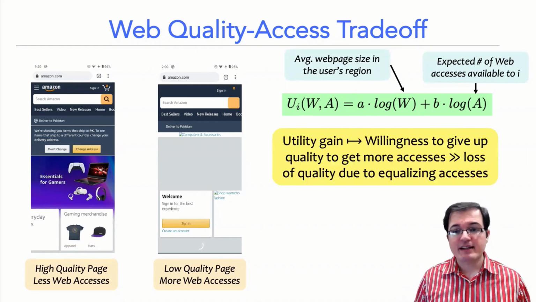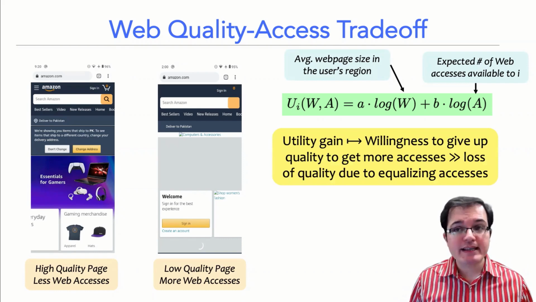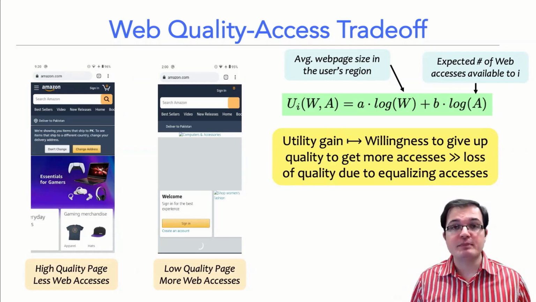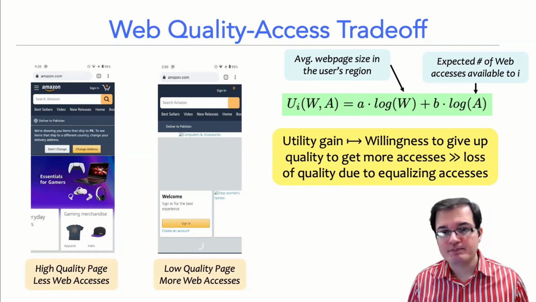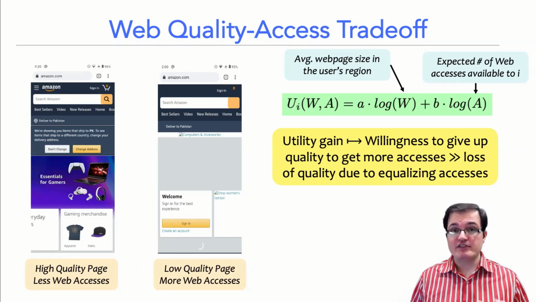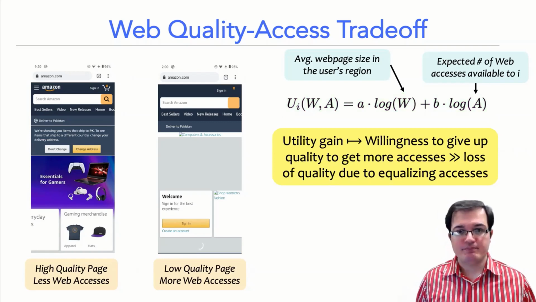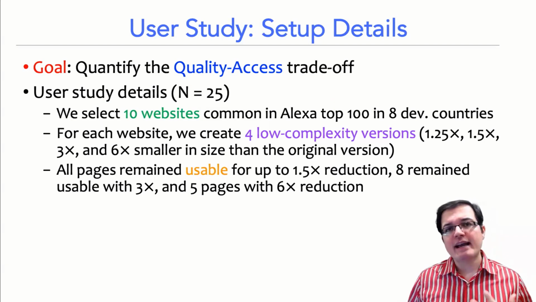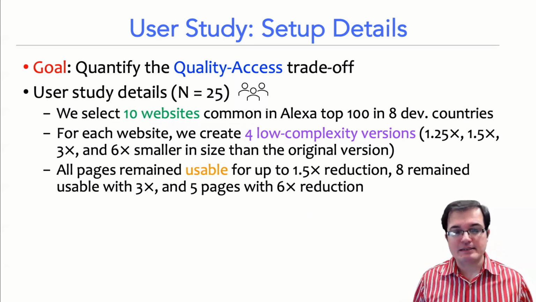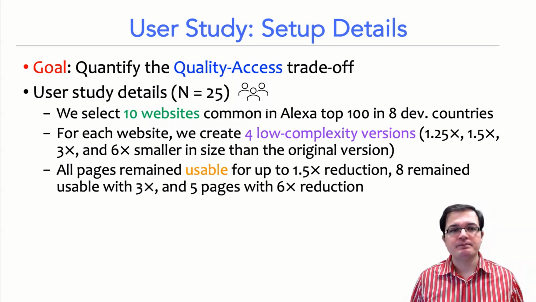We find that for a user to experience a utility gain, the willingness to give up quality to get more access must be greater than what the user would have to give up as a result of meeting the affordability target. Moreover, the utility gain will vary based on users' current consumption levels, income levels, and the price of broadband in their region. To quantify the quality access trade-off, we conducted a user study comprising 25 participants, details of which are available in the paper.